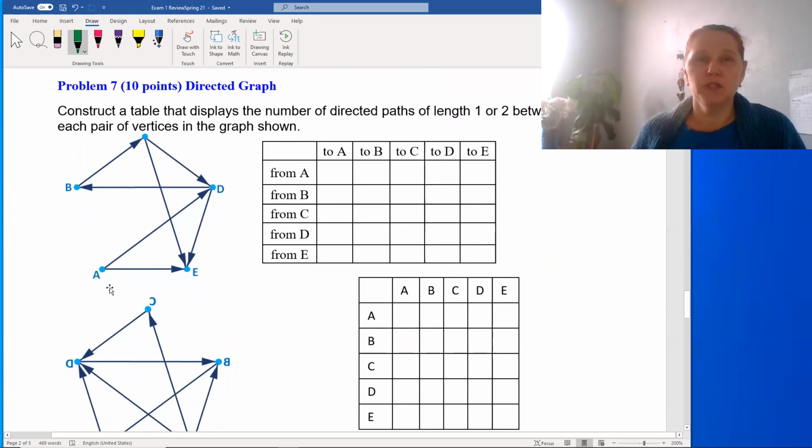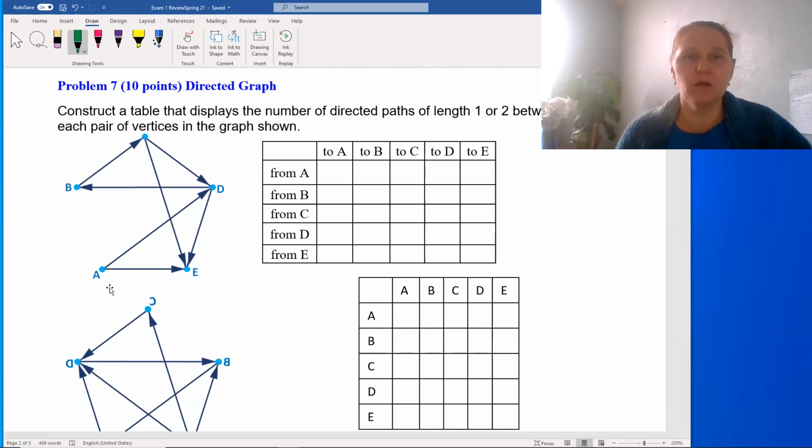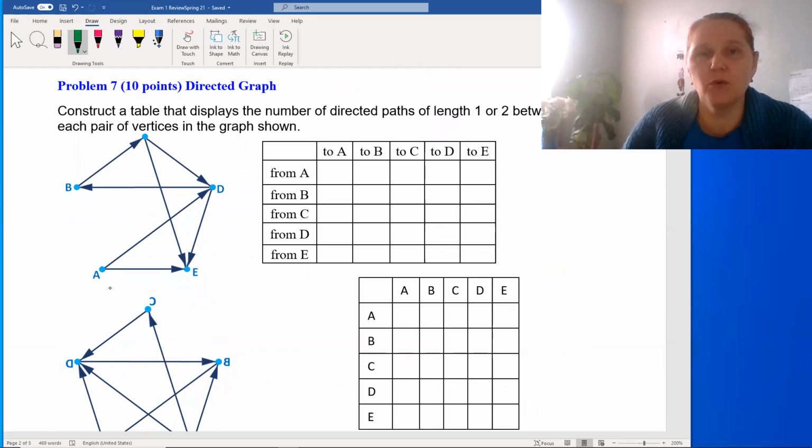And directed graph problem. So construct a table that displays the number of directed paths of the length 1 or 2 between each pair of vertices in the graph shown. So just look very carefully and don't skip any connection. So in the first line, we count the ways of the length 1 or 2 from A. From A to B, we can come actually only in one way. A to D, from D to B, 1.